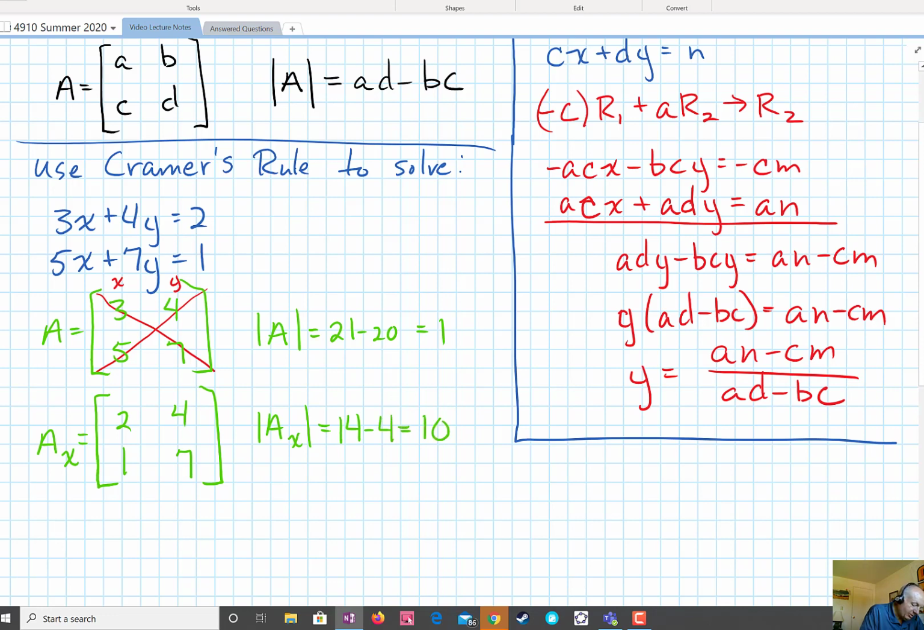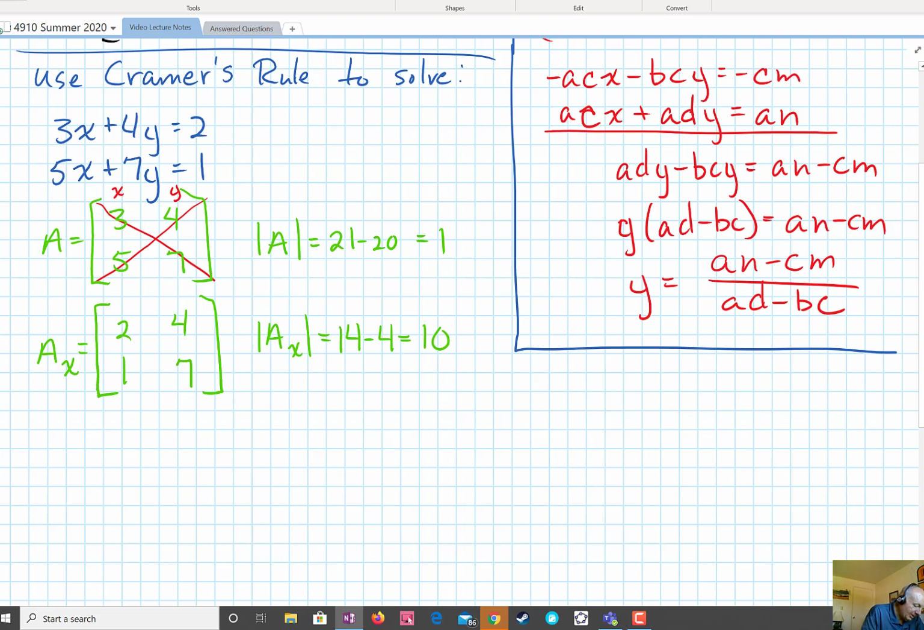Now, the nice thing about Cramer's rule is this. We'll keep going through this. Now we need A sub y. A sub y is the A matrix with the x column the same, but the y column is replaced with the right-hand side. Now we find the determinant of A sub y. So 3 minus 10 is negative 7. Once you've found those determinants, you are ready to solve the system.